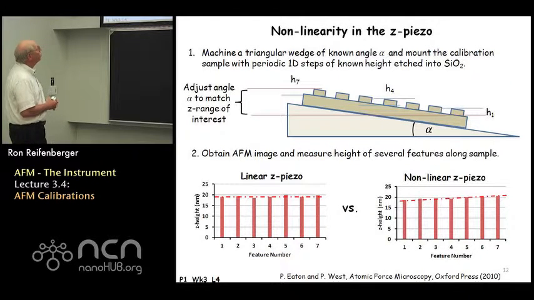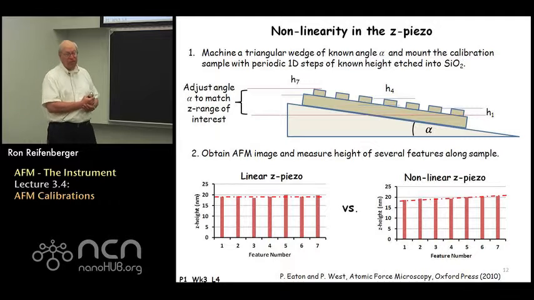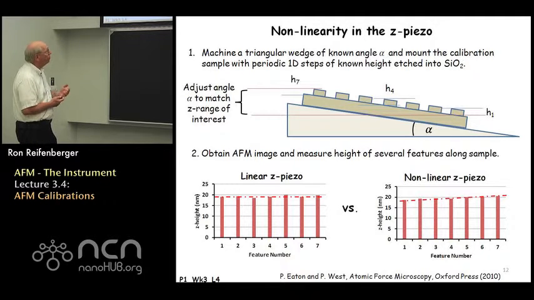And then there's also an issue about non-linearity in the z-piezo. This simply means, is the calibration fixed for all values of Z extension of your z-piezo? The way that's often done is by machining a wedge with a known angle alpha. You then mount this grating that we used in the previous slide on this wedge. And because you know the angle alpha, then you know the height differences between the different features on that calibration grating. And so what you can then do is measure the height as a function of Z.